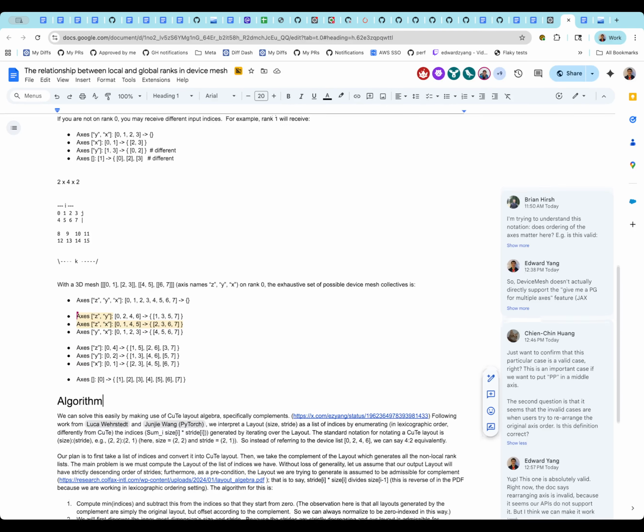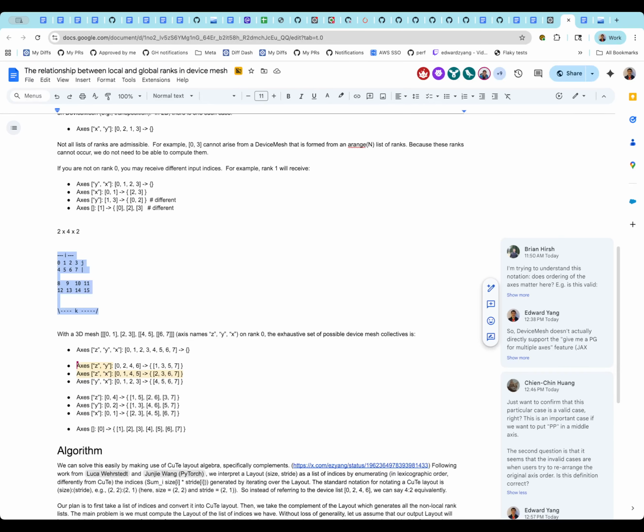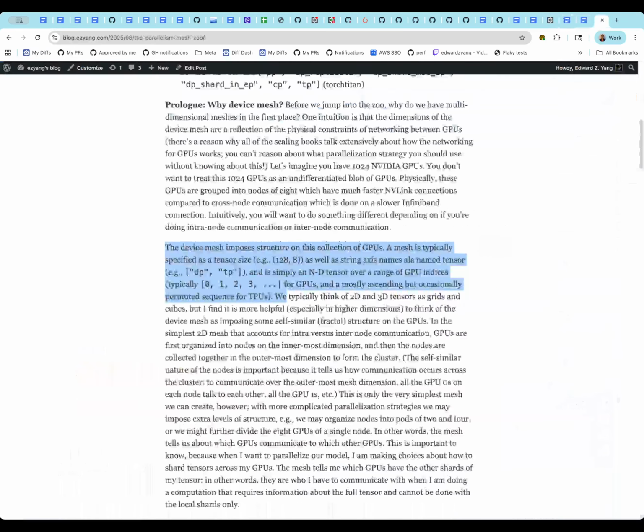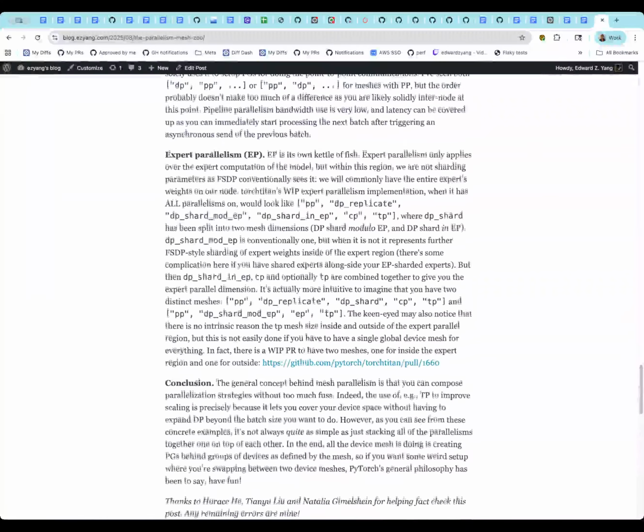So remember, if you only do a 3D mesh and you have 3 axes and you're not doing anything weird, you're only going to end up with 3 process groups. You're actually going to end up with a lot of process groups when you look at the entire cluster, but on your node, there's only 3. So, it's probably okay. That being said, when you're doing really complicated parallelism, like in Torch Titan, they are doing this thing which is like PP, DP replicate, DP shard mod EP, DP shard and EP, CP, TP.